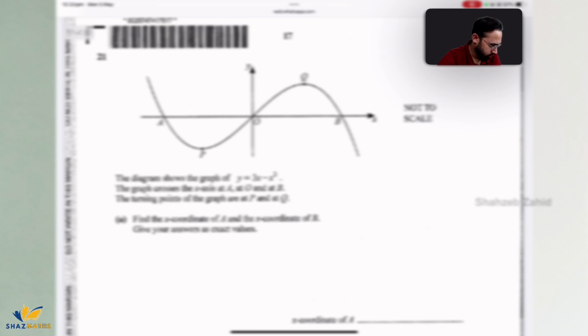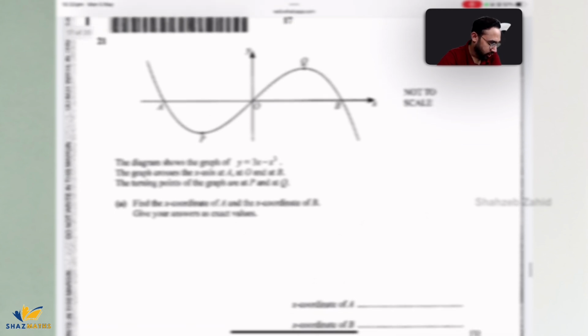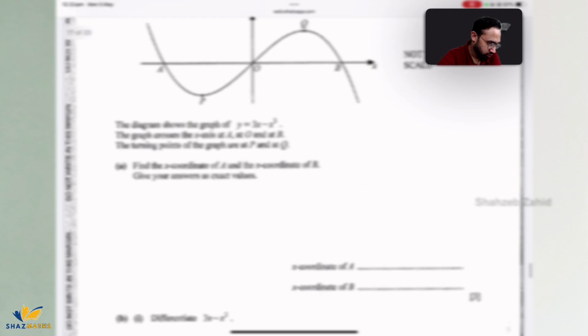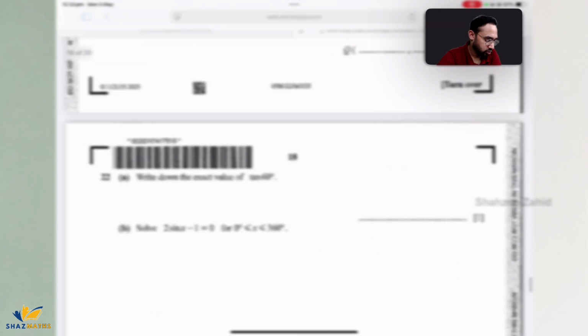21 is show the x in this. Turning points are given. Okay, the x coordinate of that, you just have to solve them. It's more like a coordinate geometry question. For coordinates of A and B, and then part B is differentiation. Via differentiation, you can then straight away find out the turning points as well. So again, if you have done the past few years of past papers, it would have been quite straightforward.